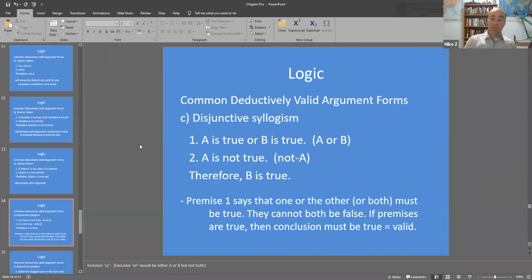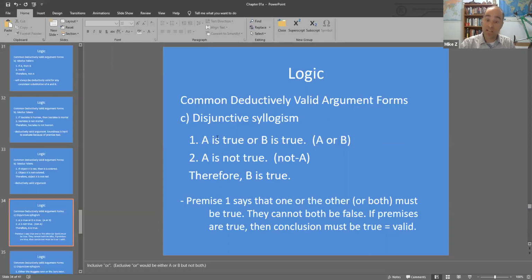Here's another argument form that's going to turn out to be deductively valid every time. It's got this somewhat fancy name, disjunctive syllogism. A syllogism is just a pattern of reasoning, a conclusion that can be drawn from certain sorts of premises. A disjunction is an or. So this or that, that's a disjunction, as they call it in logic. And that's what the first premise gives us: either A is true or B is true. A shorter version of that is just to say A or B. Then the second premise tells us that A is not true, that is, not A. So therefore, B must be true.